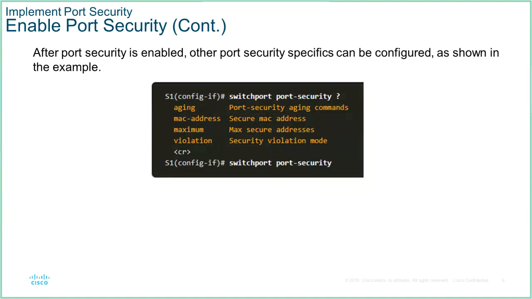So what things can we add to port security? Well, aging commands, MAC addresses, so we can actually specify the MAC address. We can change the maximum number of secure addresses, so how many MAC addresses are allowed, and what to do in violation. The default you saw is maximum 1, violation shutdown.